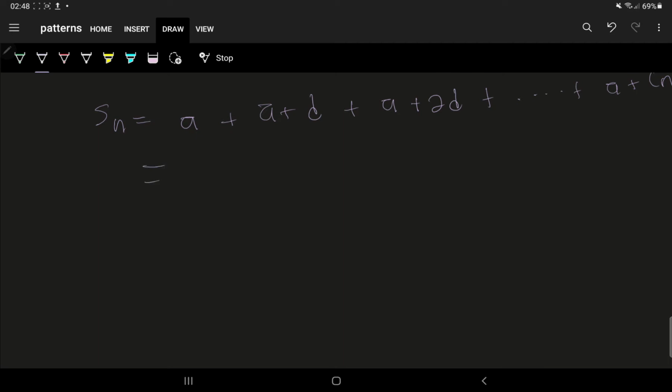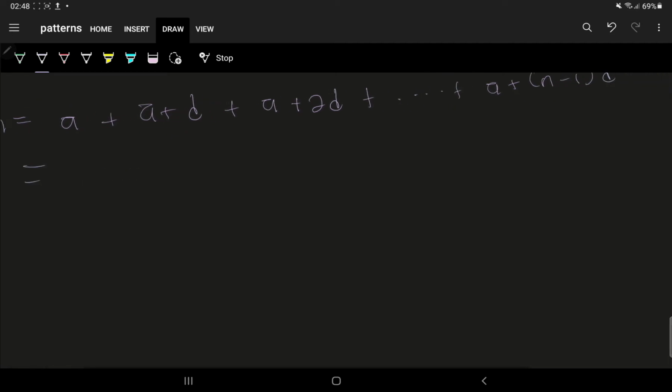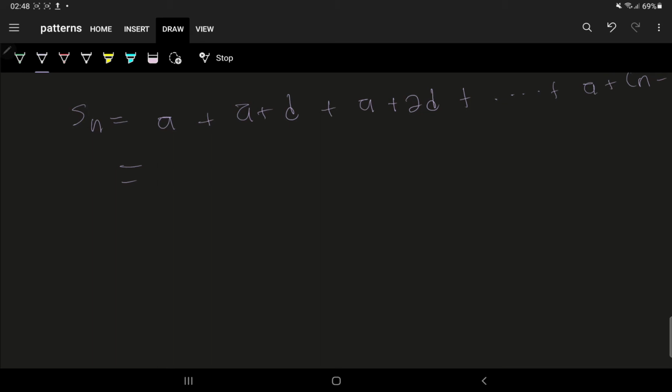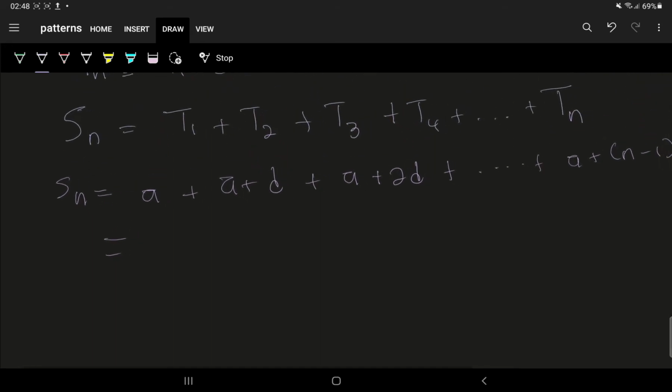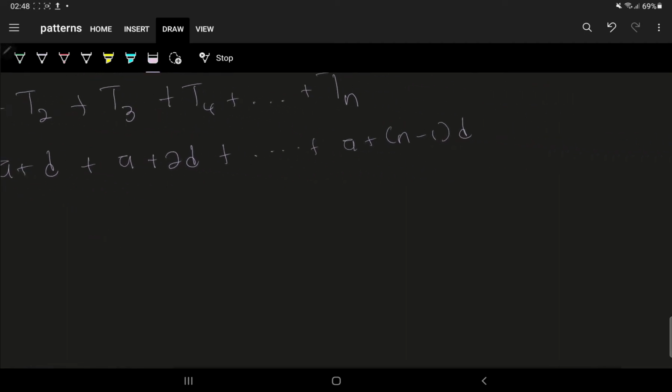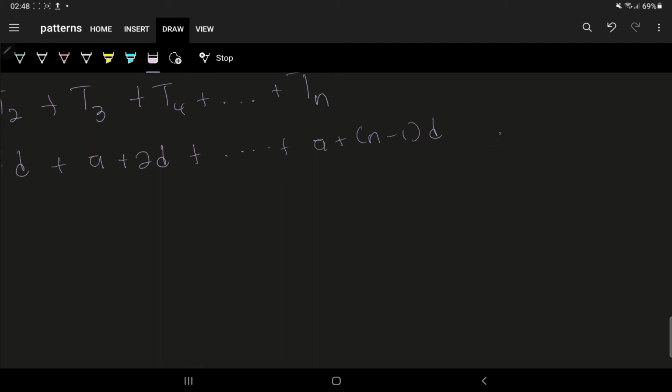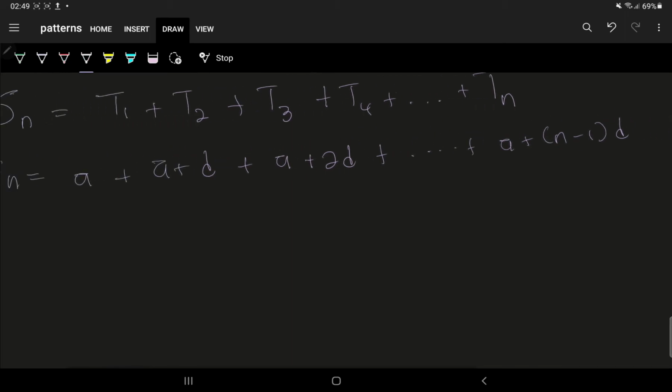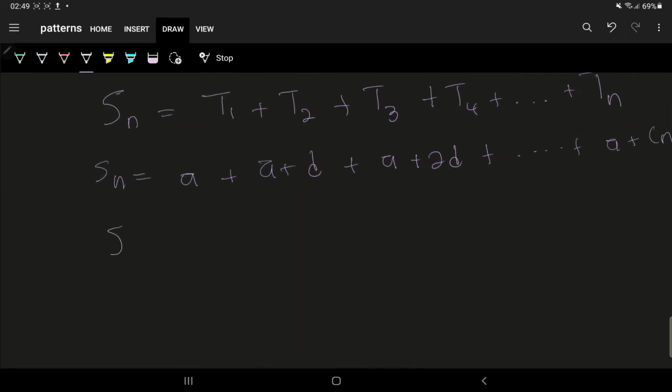Now you're going to swap them, or write them in reverse order. You're going to start with the first term. So this is equation 1. Okay, now you're going to swap them.